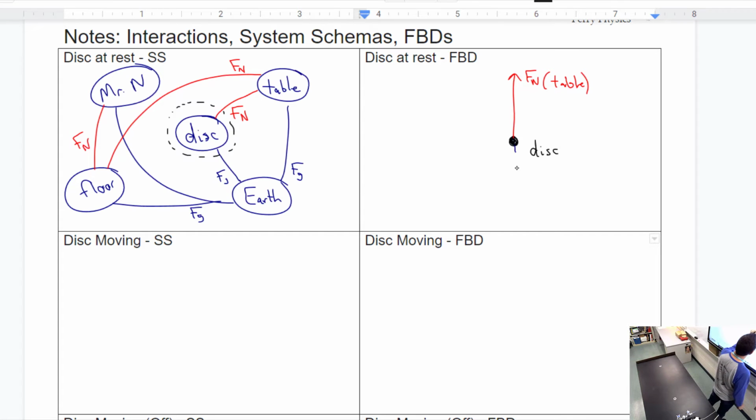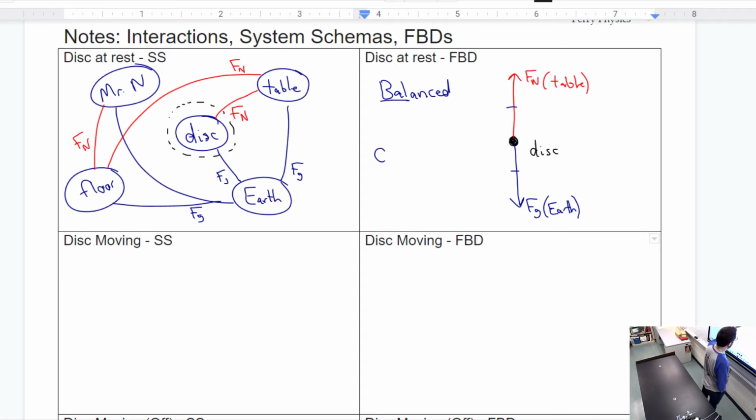Next, I draw in the force of gravity. That was going straight down, and that was from the earth acting on the disk, and the disk was being pulled towards the earth by the force of gravity. Now, it turns out that both of these forces are actually equal. The force of gravity is equal to the normal force in this situation. Okay, and so these two forces are equal, and we call this balanced. So this situation is balanced, which I'll abbreviate as BAL from now on.